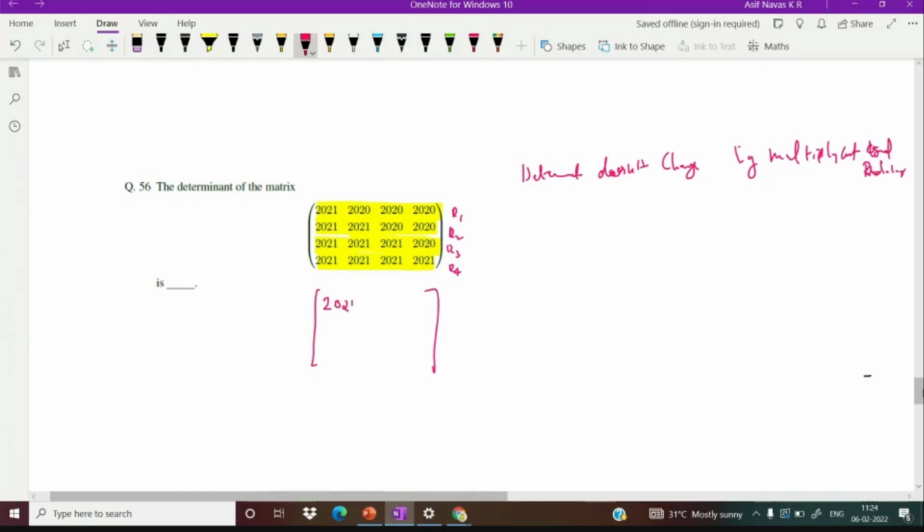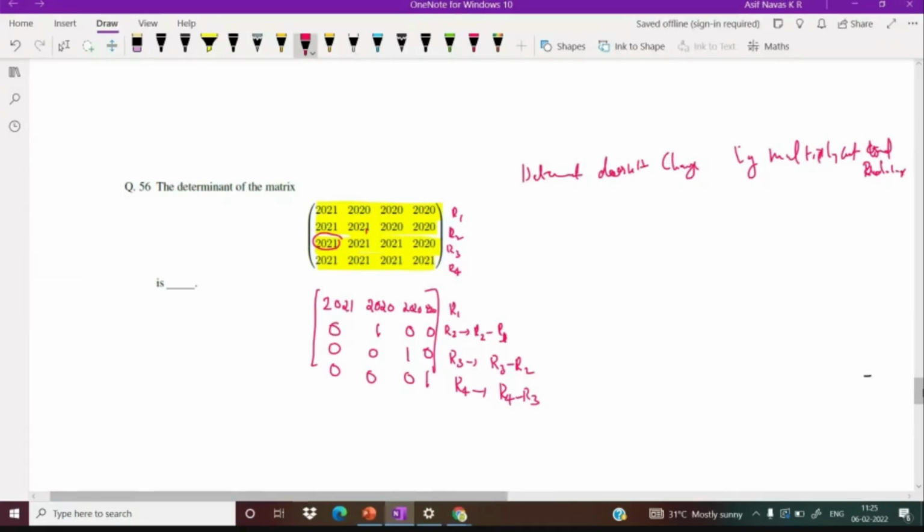And the first row is 0, 21, 20, 20, 20. Now what I will do is R2 implies R2 minus R1. So what we will get is 0, 1, 0, 0. And R3 implies R3 minus R2, this becomes 0, 0, 1, 0. And next is R4 implies R4 minus R3. So you will get 0, 0, 0, 1.